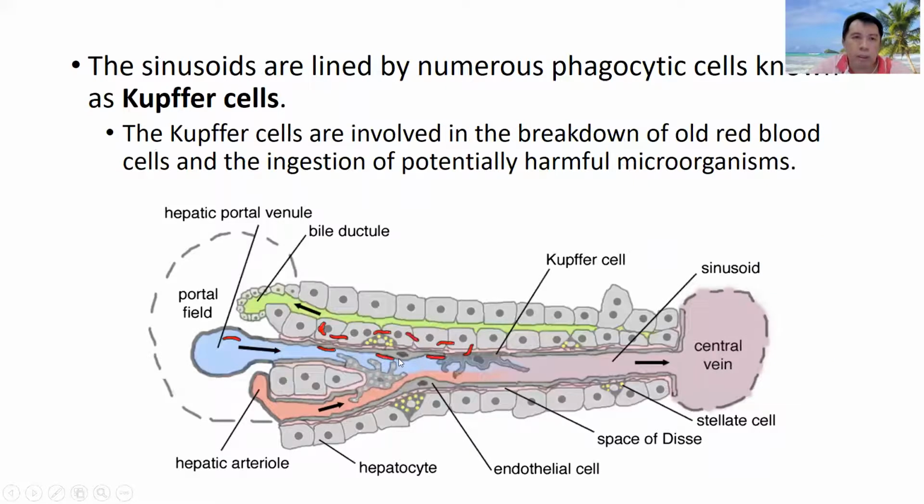Then the sinusoids are lined by numerous phagocytic cells, which are known as Kupffer cells. So that means Kupffer cells are phagocytes, white blood cells. They are involved in the breakdown of old red blood cells and the ingestion of potentially harmful microorganisms that enter the blood circulation, especially from the small intestine, through the hepatic portal vein. This is the Kupffer cells.